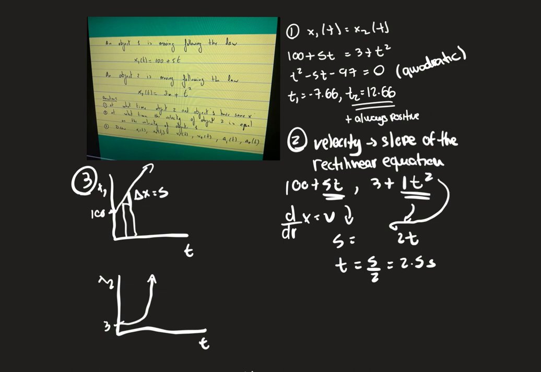The first question asks us to determine when the object 2 and 1 have the same x. So in order to determine that, we make them equal. So x1(t) = x2(t), right here, done here.